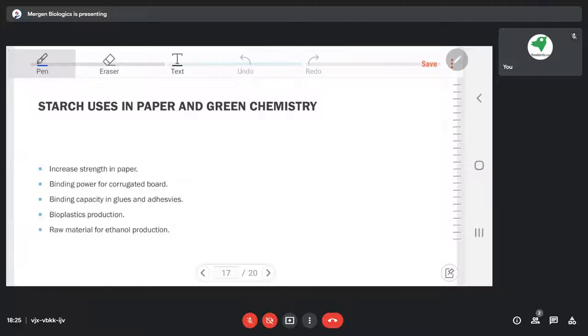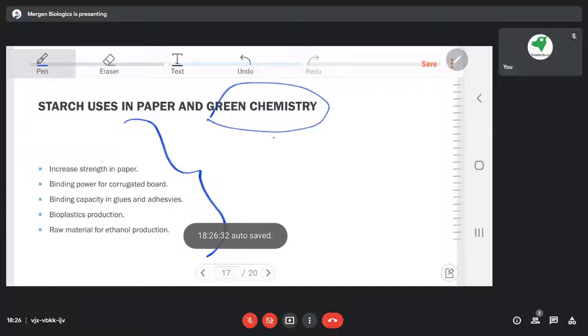Then starch is also used in paper and green chemistry. What is green chemistry? Nowadays this is a thing where we use all the products that can help our environment, not harmful ones. That is basically the green revolution, and green chemistry is also part of that. So in that area, starch has this role. It increases the strength of paper, and the binding capacity of glues and adhesives is also increased by starch.